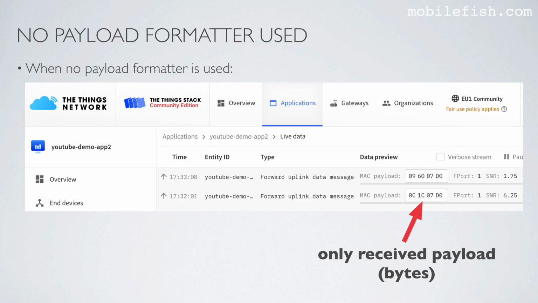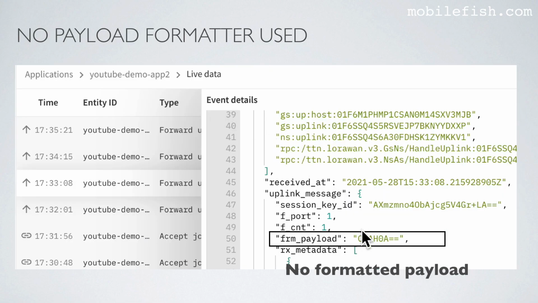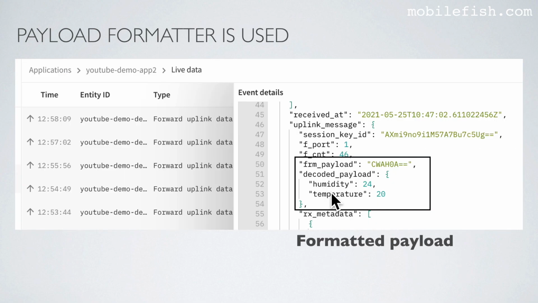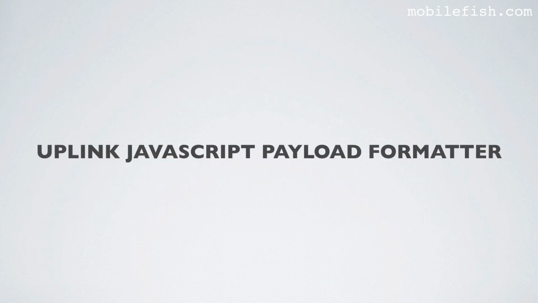When no payload formatter is used, you will only see the received binary payload. In the event details, you will only see the binary payload. The payload is not formatted. And when a payload formatter is used, besides the binary payload, you will also see the payload which is formatted. In the event details, you will see the formatted payload. Let's first look at the uplink JavaScript payload formatter.